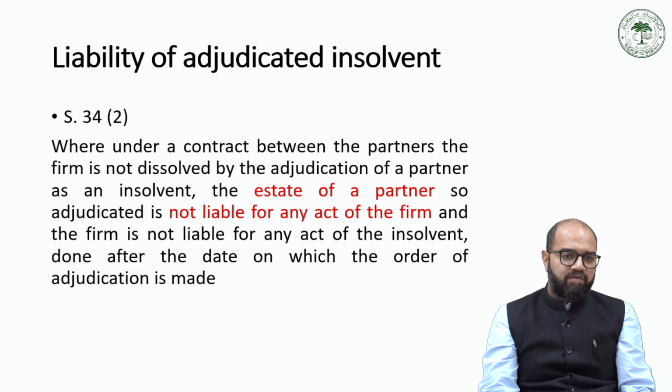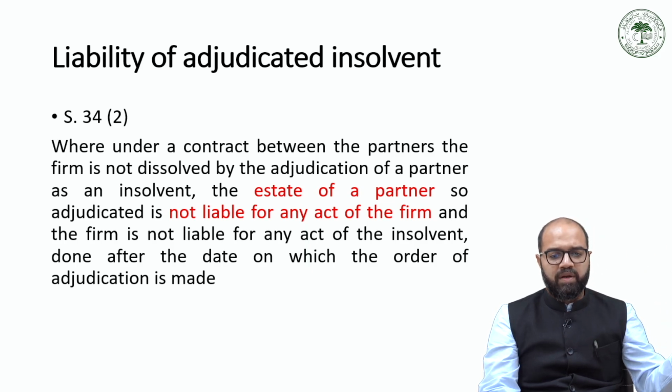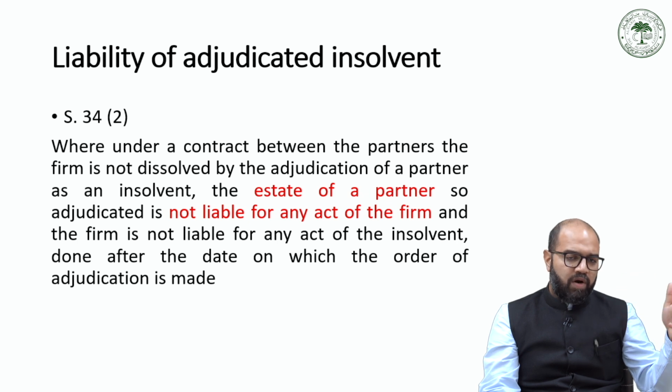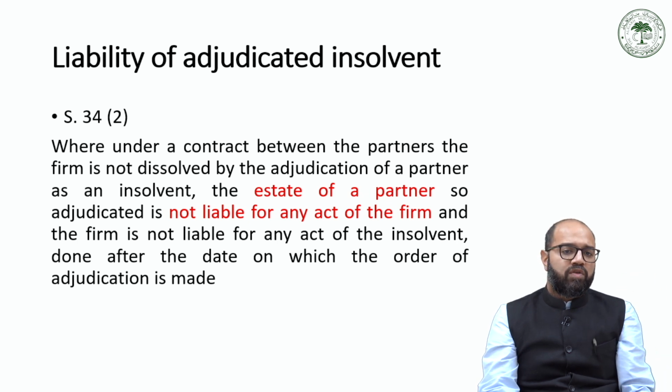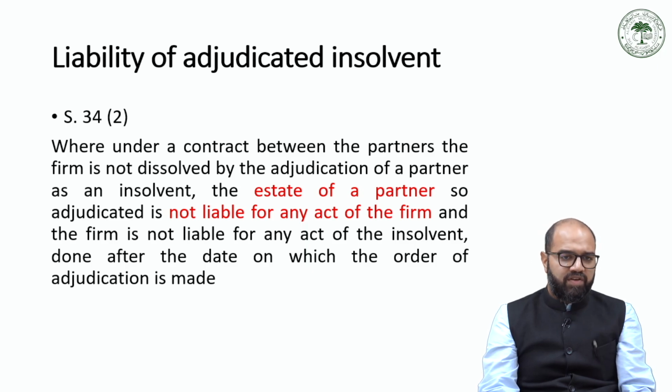So this provision is somewhat different with regards to liability of an outgoing partner as compared to a partner who has retired or the partner who has been excluded or expelled from the partnership. The difference is that there is no requirement of a public notice as such, and the second is that on the date on which he becomes an insolvent, there is a termination of an agency. So the partnership firm is not liable for any of the actions of the insolvent, and the insolvent is not liable for any actions of the firm.